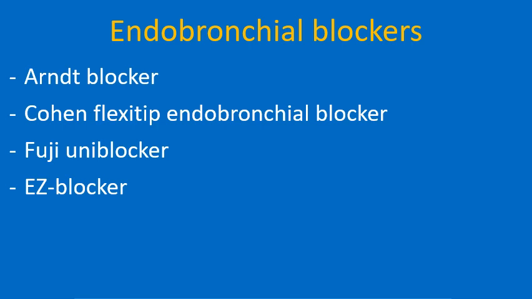Now coming to endobronchial blockers. Sometimes because of difficult intubation, or whenever the anatomy is different, we have to go for endobronchial blockers. That is, we use a single lumen tube and pass an endobronchial blocker. The different types of endobronchial blockers are Arndt blocker, Cohen tip flexitip blocker, Fuji blocker, and EZ blocker.